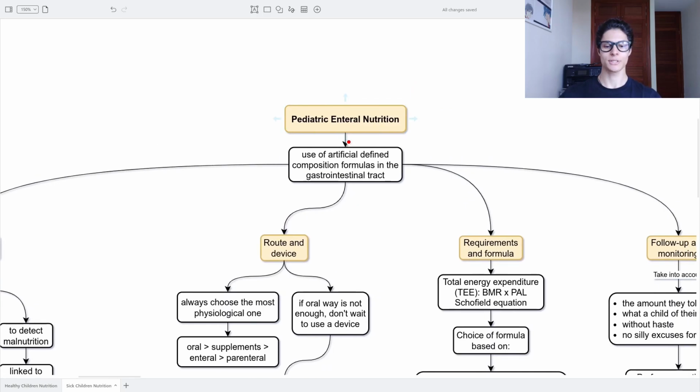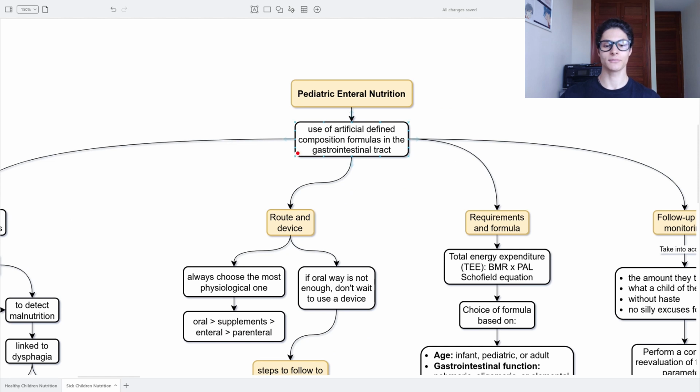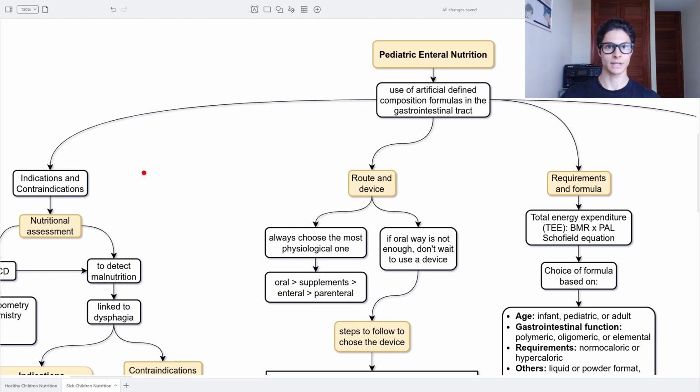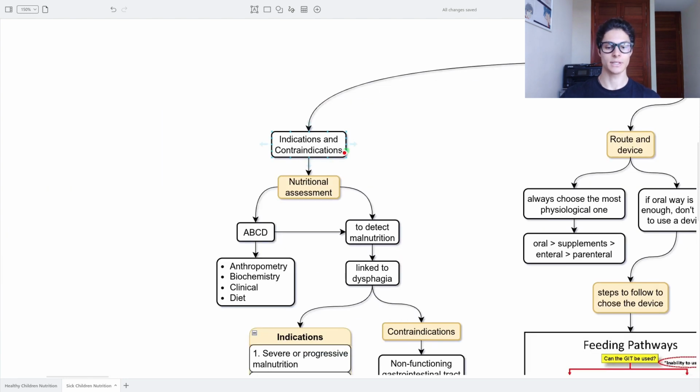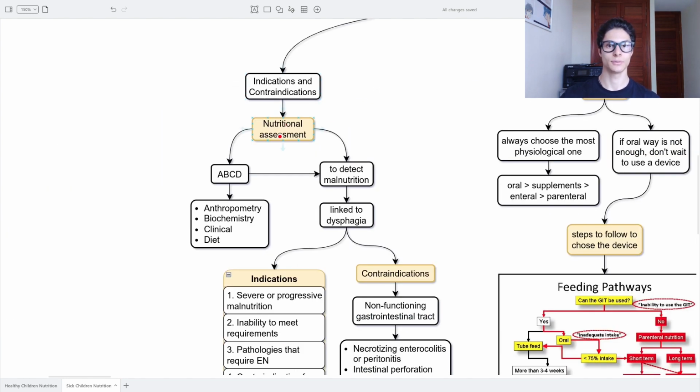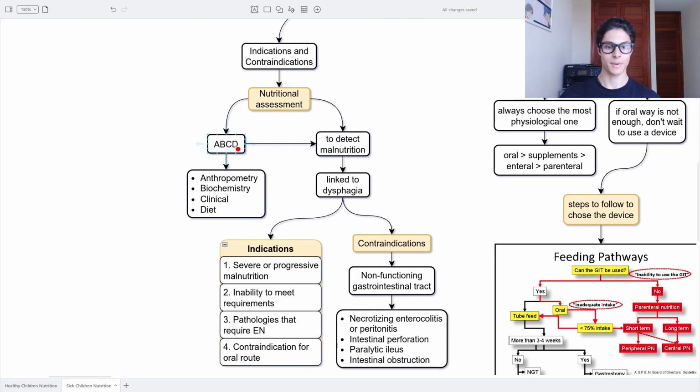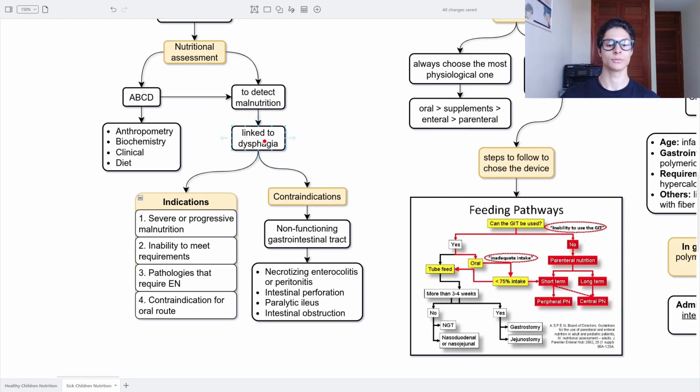So let's begin by talking about the pediatric enteral nutrition. Pediatric enteral nutrition is the use of artificial defined composition formulas in the gastrointestinal tract. Enteral means intestine indeed. Indications and contraindications. To know those, we have to do a nutritional assessment following what? ABCD. So the method we saw in the previous videos: anthropometry, biochemistry, clinical, and diet. This is to detect the malnutrition, which quite often is linked to dysphagia.